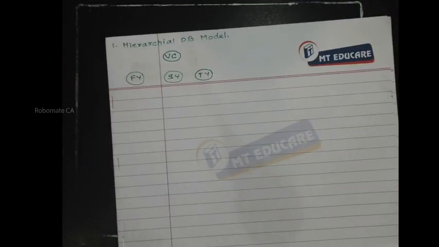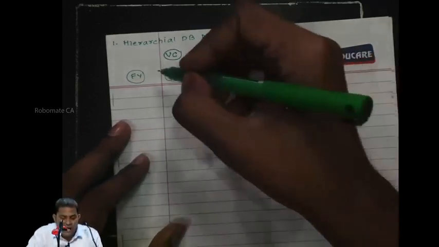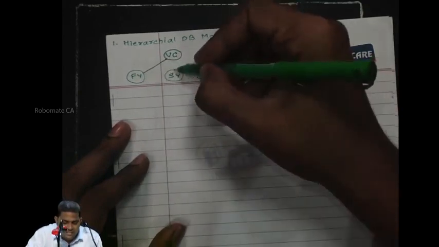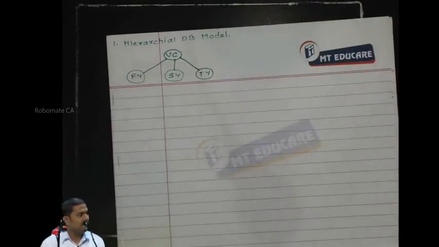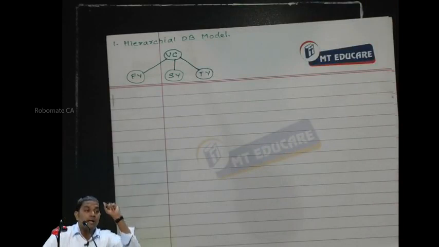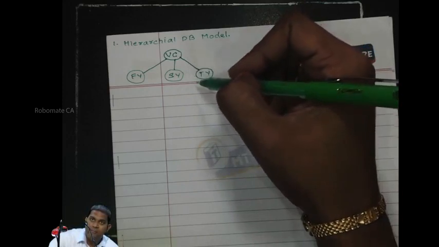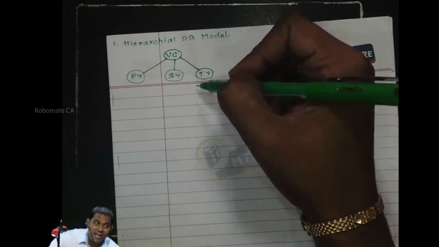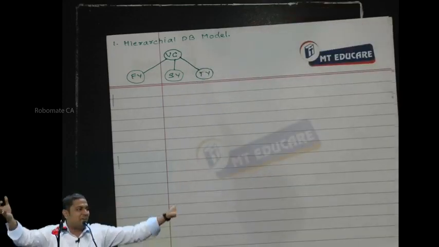Now, don't you think the details or the records of FY, SY and TY belong to Vivekananda College? So, can I say FY, SY, TY nodes are child entries of the record of Vivekananda College? Okay? And it is very important to remember one rule. A parent record can have any number of child records, but a child record has got only one parent record. I need not elaborate this, everyone knows it.